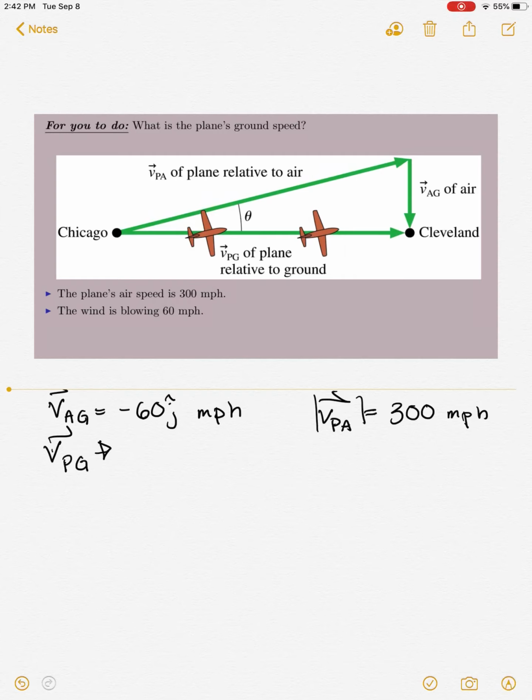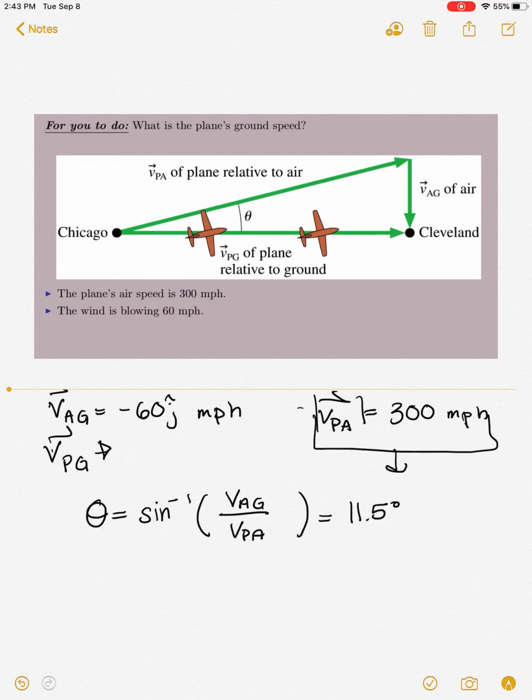But in order to do that, I need to figure out this angle theta first. So how do I find the angle theta? Well, in this case, I can find theta using SOHCAHTOA. So here I have opposite and then I have the hypotenuse. So then I know that's going to be inverse sine of opposite, which is VAG, divided by VPA. So here I get an angle of 11.5 degrees when I plug that in.